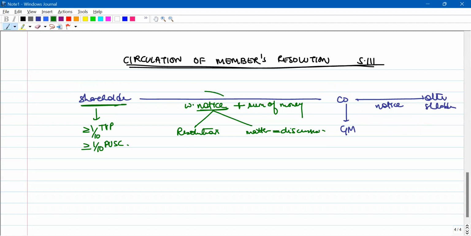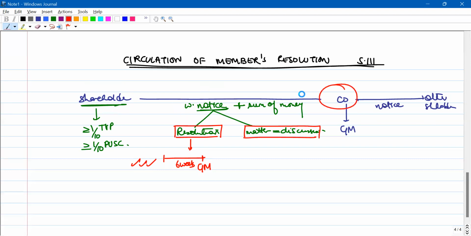Now, what's the time limit? When should this notice be given to the company? It depends upon whether the notice is for passing a resolution, or just to discuss a matter. If it is to pass a resolution, we will see when the general meeting is going to be held. Before that, leave 6 weeks. Even before 6 weeks, the shareholders should have sent this notice to the company along with a sum of money. But if it is to discuss any other matter, we will see when the general meeting is. Before the general meeting, leave 2 weeks. Even before 2 weeks, the shareholders should have sent this notice to the company.